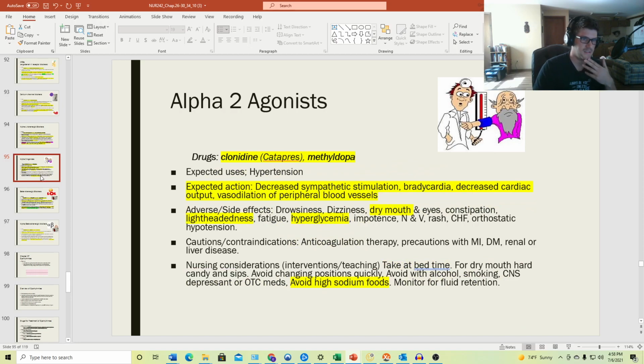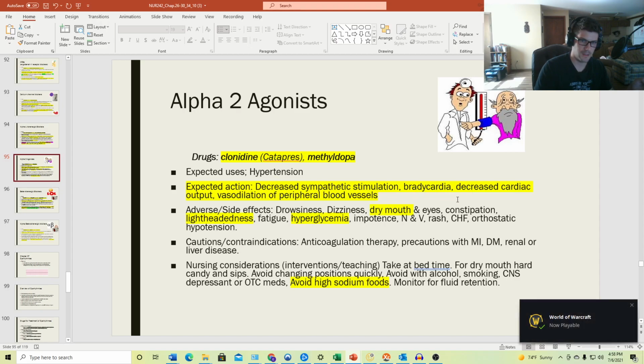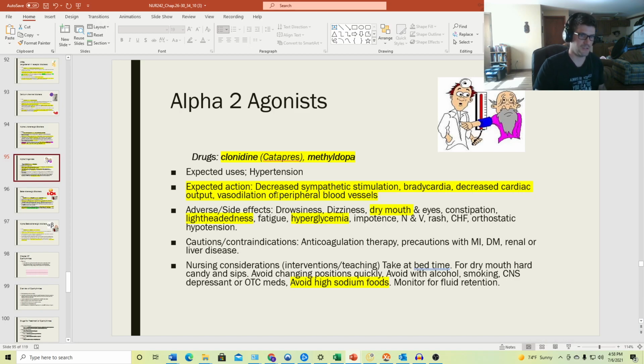Alpha-2 agonists, clonidine and methyldopa. I don't really have a good way to remember these names. Use is in hypertension. Expected action is decreased sympathetic stimulation, bradycardia, decreased cardiac output, vasodilation of peripheral blood vessels. Again, expected action is decreased sympathetic stimulation, bradycardia, decreased cardiac output, and vasodilation of peripheral blood vessels.